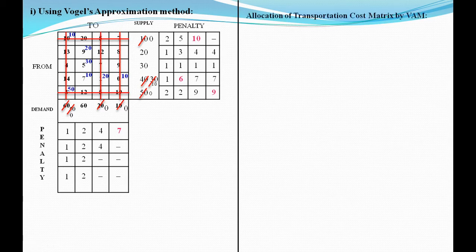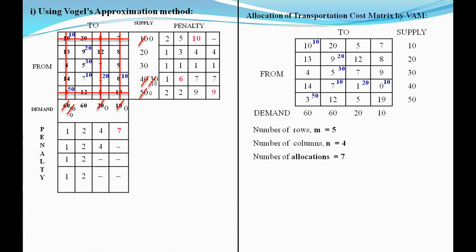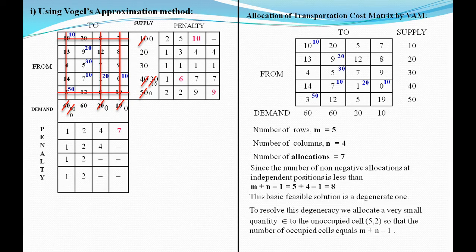So now you can write the allocation transportation matrix by Vogel's approximation method. First I am writing just the cost matrix and then these allocations. After entering these allocations, you can find the number of rows and number of columns. So the number of rows equals 5, number of columns equals 4. You should find the number of allocations is 7. You should find m plus n minus 1. m plus n minus 1 is 8. But you have only 7 allocations. The condition is not satisfied. So you should find this solution is degenerate.